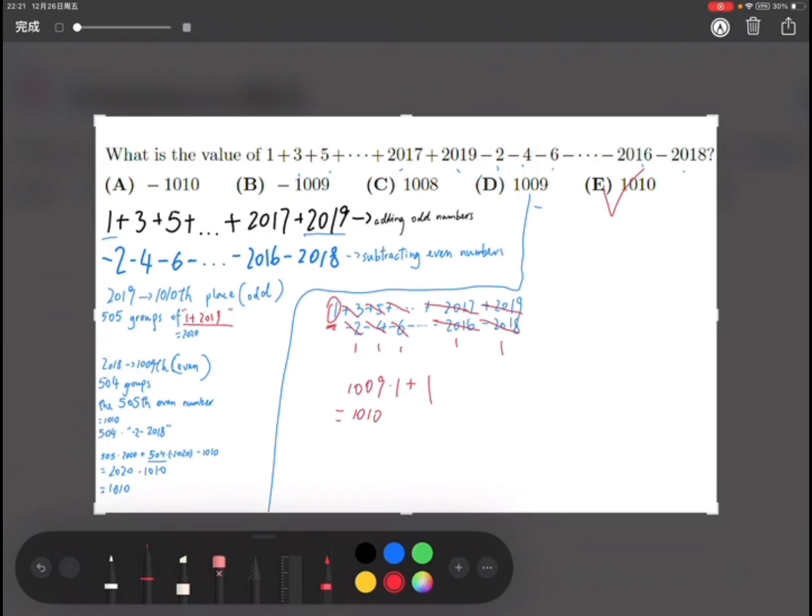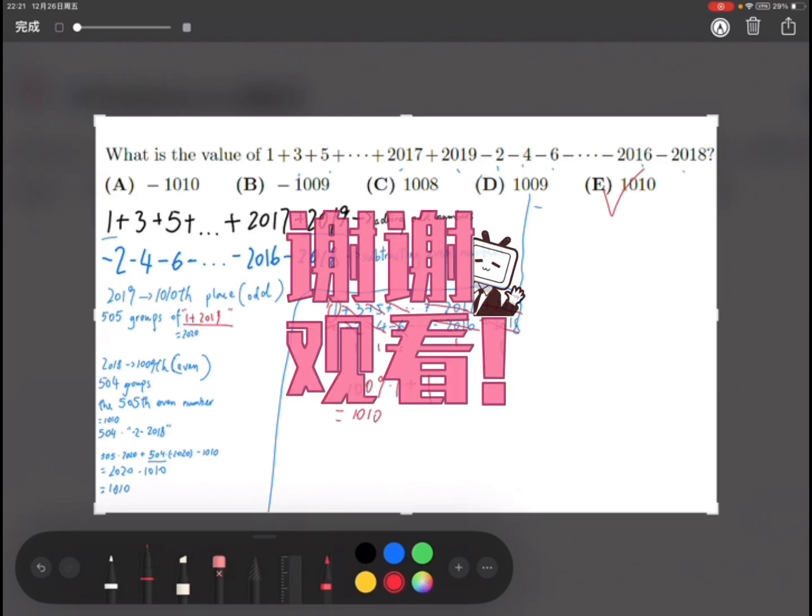And this question is incredibly important to try, and it's also a really usual, common question in AMC8. So I thought it was worth sharing.